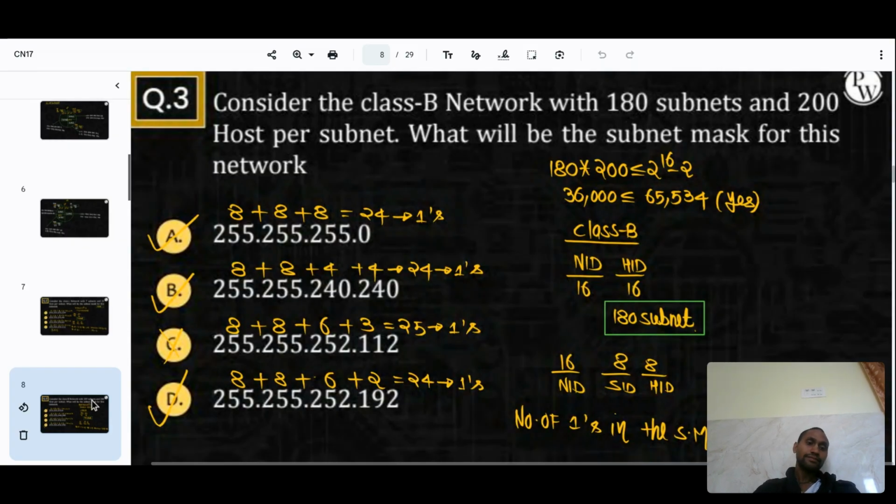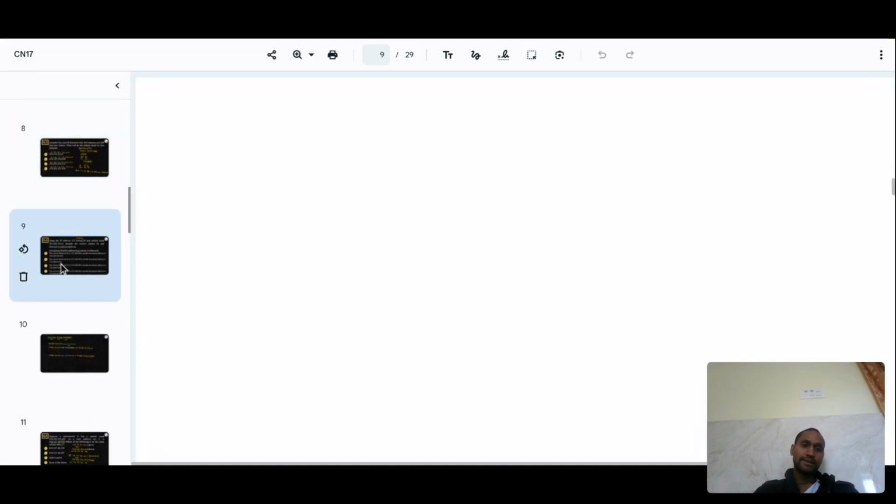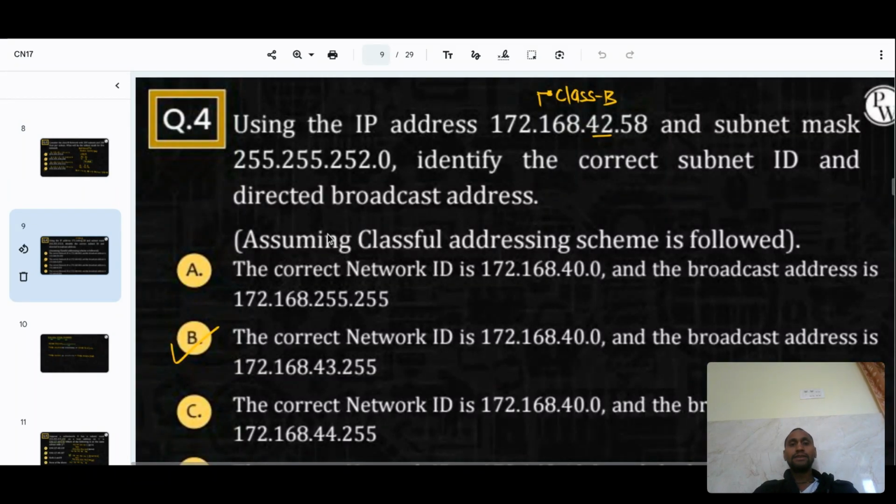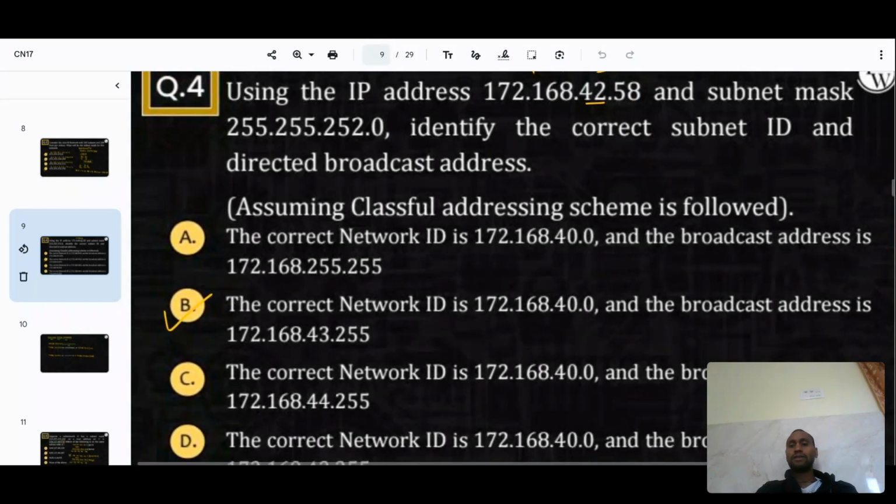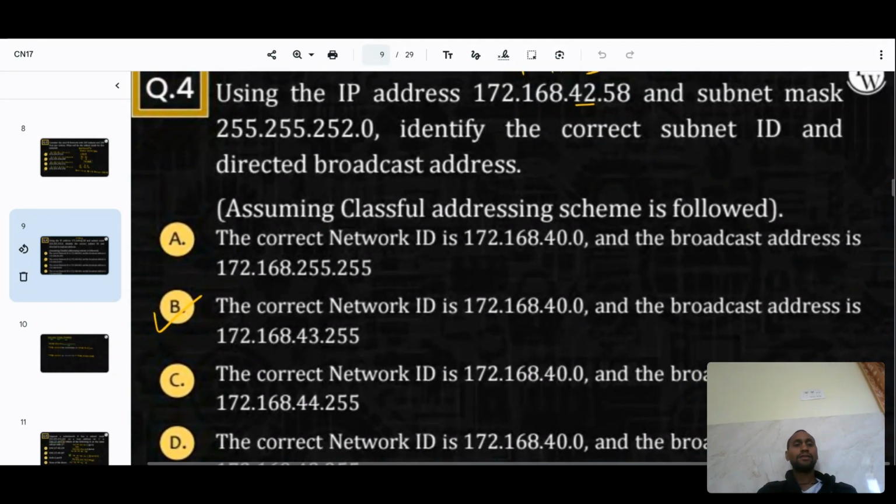Then comes the next question. Using this IP address and this subnet mask, identify the correct subnet ID and direct broadcast address. This is also a simple question. You can try it also; I will give you 30 seconds. Then after that I will solve the problem.